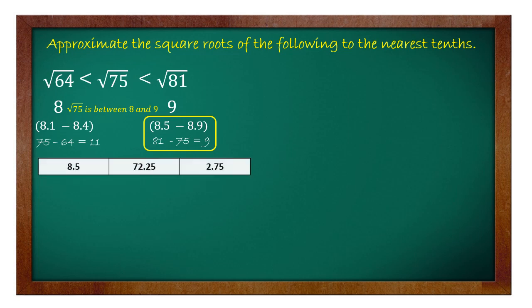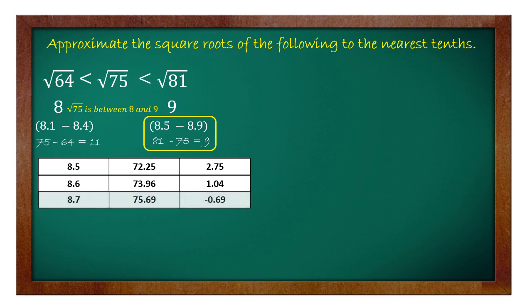So, for example, yung 8.5 natin, so pag minultiply natin yung 8.5 sa sarili niya, it will give us 72.25. So, yung difference niya doon kay 75 ay 2.75. Yung 8.6 naman, pagka minultiply natin sa sarili niya, that's 73.96. Ang difference naman niya kay 75 ay 1.04.